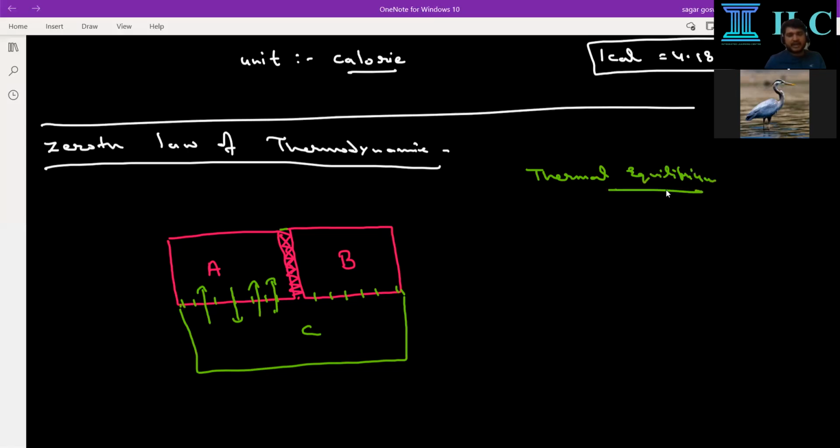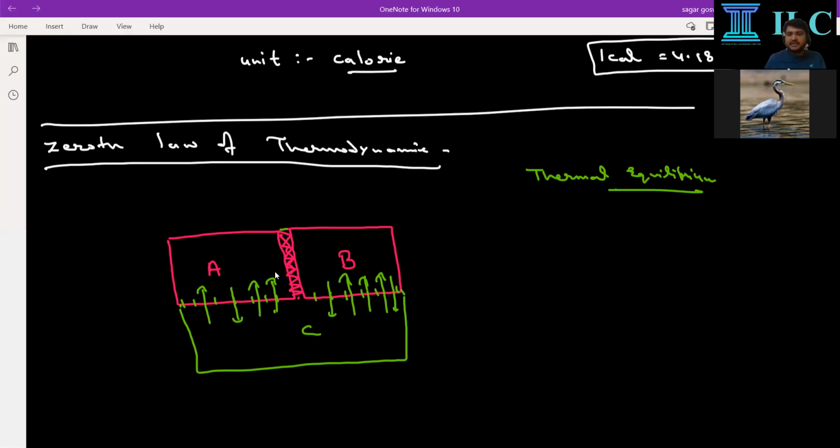So if A and C are in thermal equilibrium, obviously B and C are also in thermal equilibrium. They are trying to exchange the heat. So if A and C are in thermal equilibrium, and B and C are also in thermal equilibrium, then A and B will also be in thermal equilibrium, yes or no?